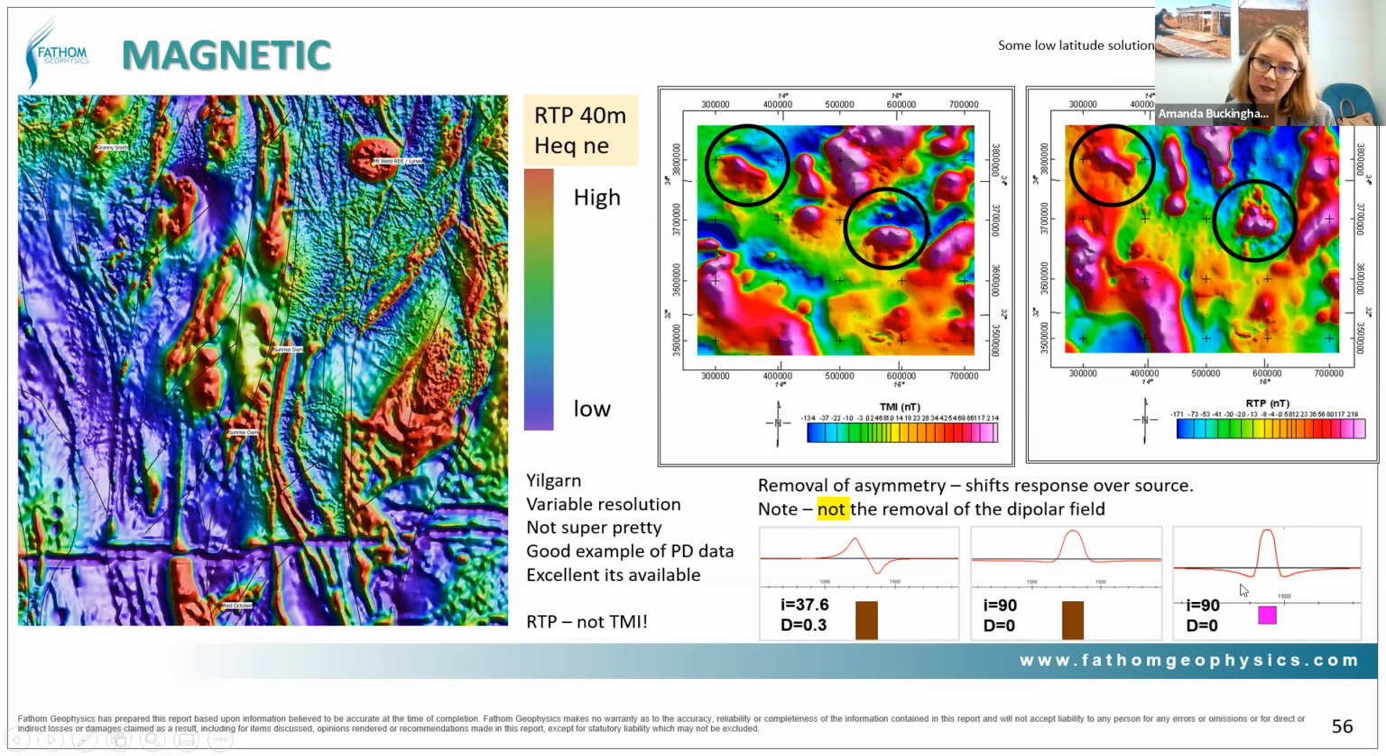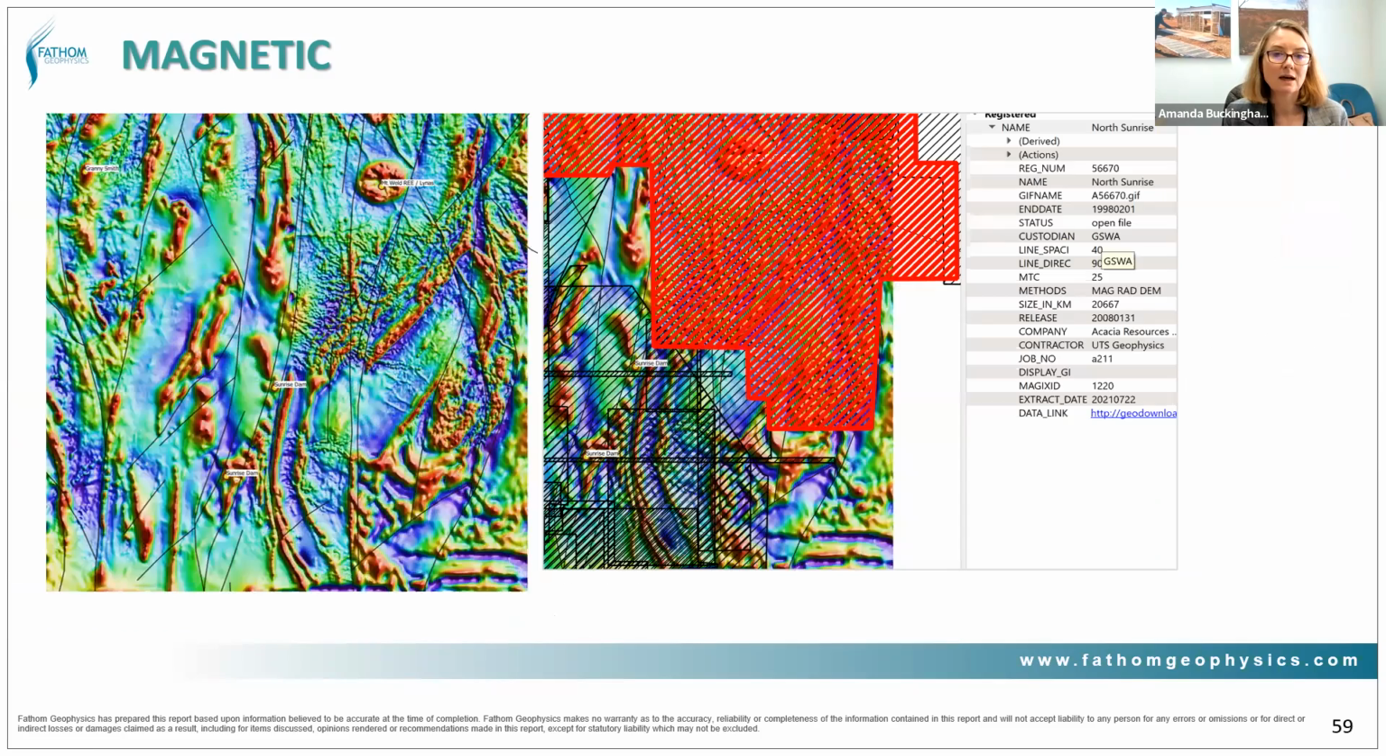One thing that I often read in reports that's simply not true: when you reduce your data to the pole, you're not removing the dipolar field. You've still got a positive and negative pole, but you're just taking your readings, let's say at the North Pole. So the geometry is simplified. If your body is depth limited, you're still going to get these negative lobes due to the negative pole as well. The only way you remove the dipolar field is when you run what's called a pseudo-gravity transform. And unfortunately, I don't have time to talk about that.